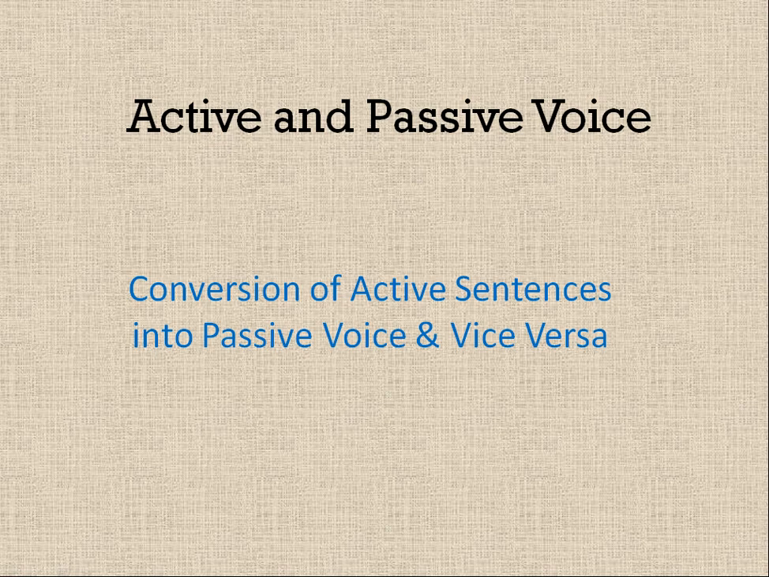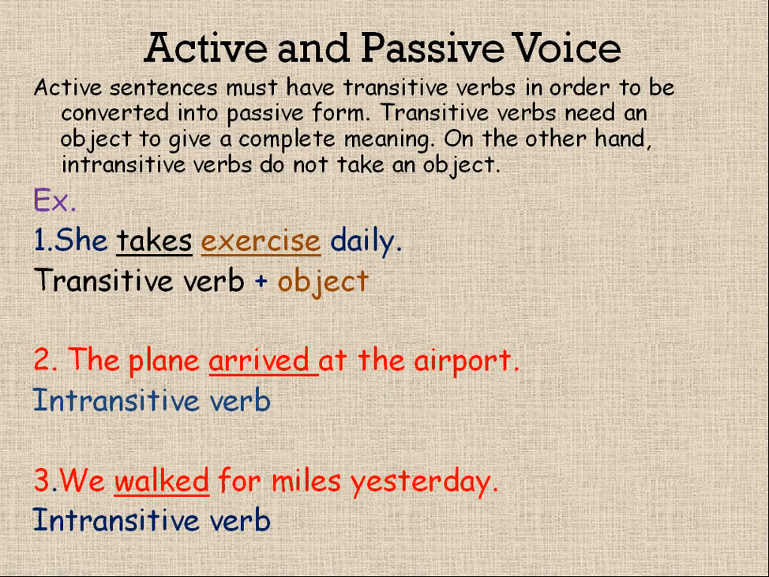It's really crucial to know two types of verbs before starting the topic. Some verbs are transitive while others are intransitive. Active sentences must have transitive verbs in order to be converted into passive form. Transitive verbs need an object to give a complete meaning. On the other hand, intransitive verbs do not take an object.